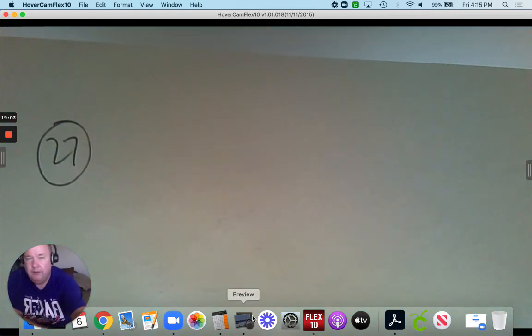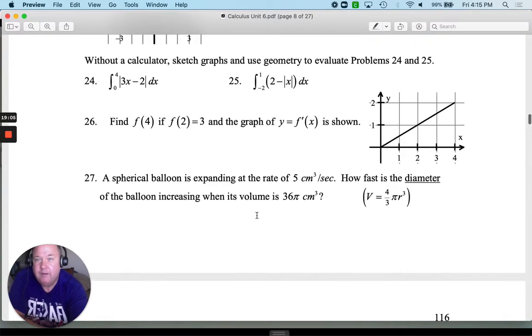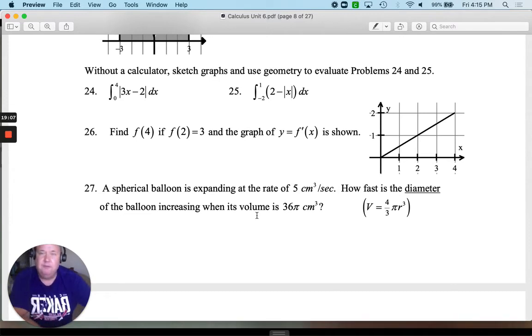We're almost there. This is it. This is the last one. We're so there. So this is a related rate question, maybe. A spherical balloon is expanding at a rate of 5 centimeters cubed per second. Definitely a related rate. How fast is the diameter of the balloon increasing when its volume is 36 pi centimeters cubed? So identify what it is.